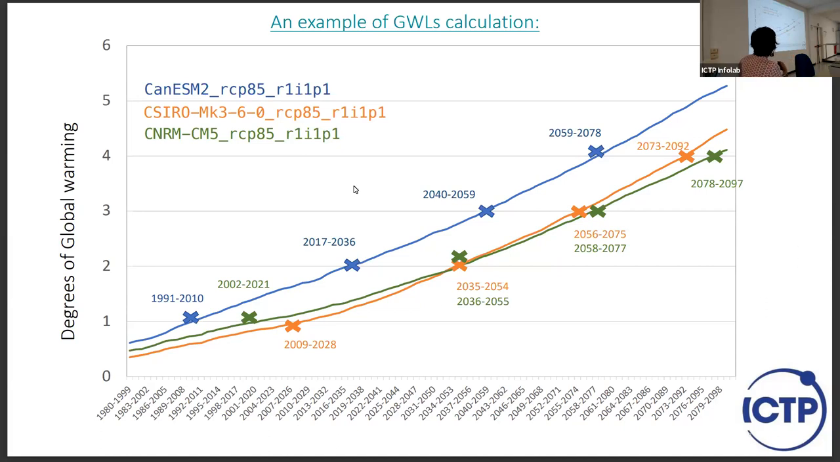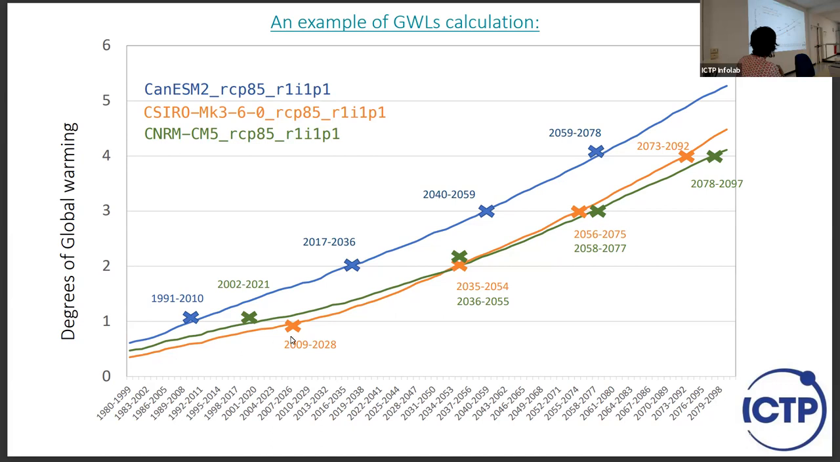Just to understand how they are calculated, here I put the change. Each point is the change of this single time slice, a time slice of 20 years, with respect to the pre-industrial period, 1850 to 1900. So these are the values of the change for each of the running time slices of 20 years.